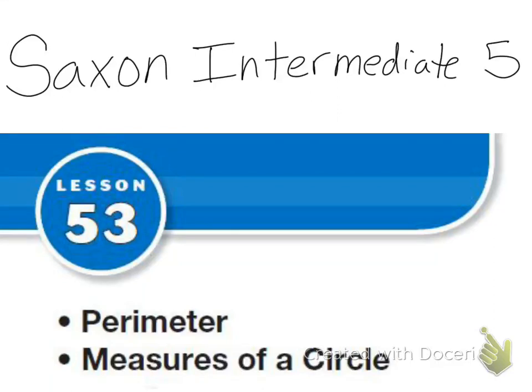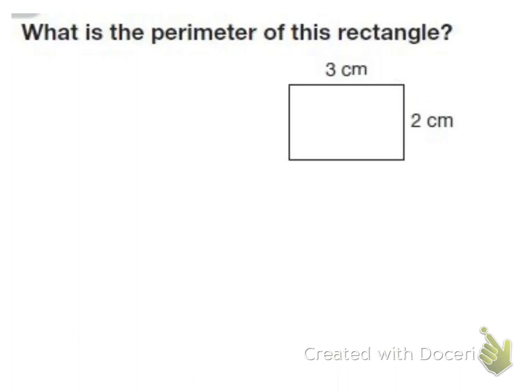Hello everyone. Today's lesson is lesson 53, perimeter and measures of a circle. The perimeter of a rectangle is the segments that form the rectangle. It's the outside lines all the way around, and that's what we call the perimeter. It can be on any shape, or any polygon.